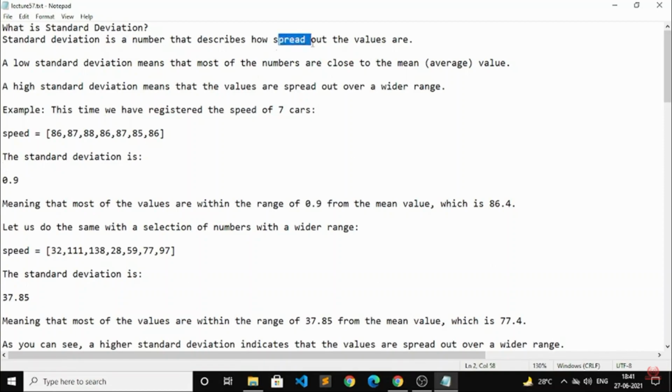So the standard deviation is 0.9 here. That means most values are within a range of 0.9 from the mean value, which is 86.4. So that is the meaning of the standard deviation.